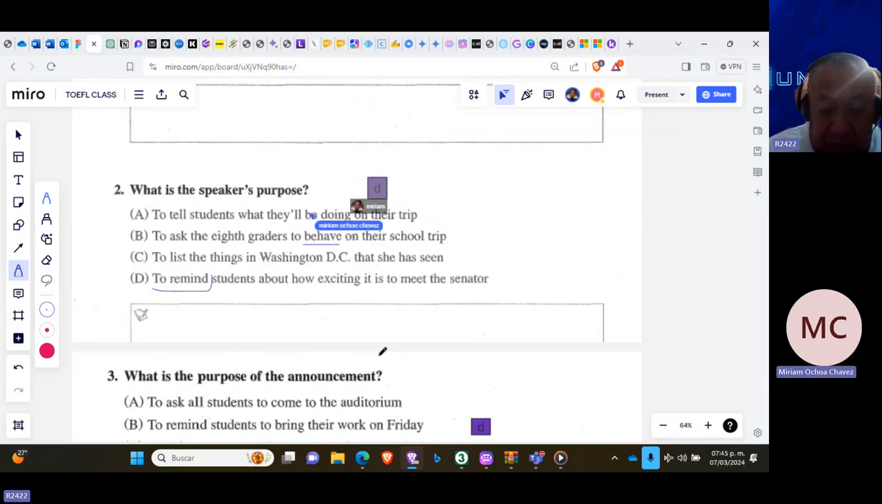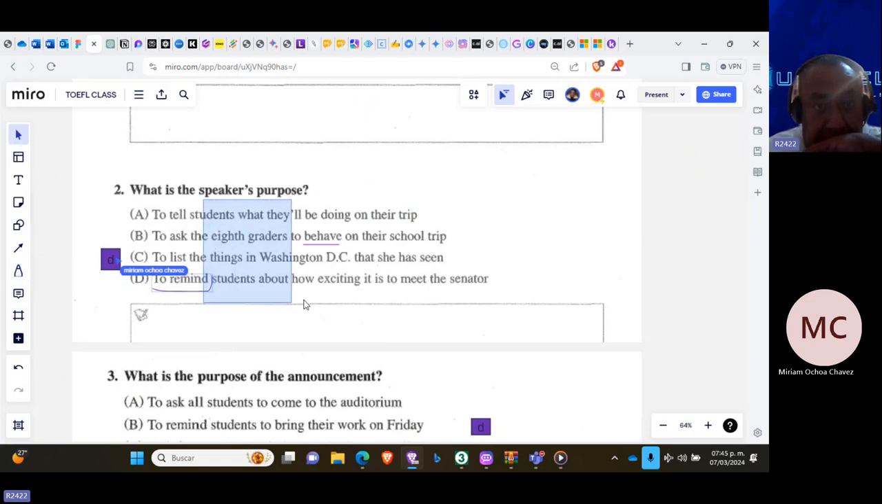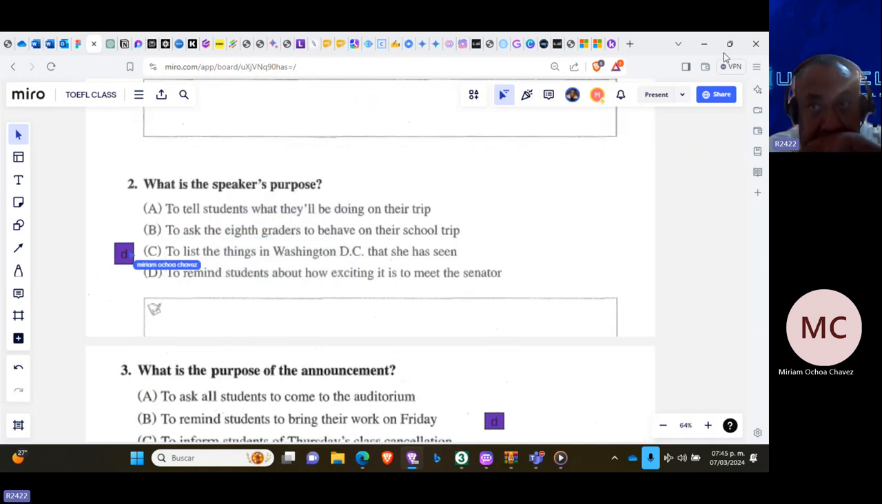This year, the eighth grade will be taking an end of the year trip to Washington, D.C. You will have the opportunity to see many famous American sites, such as the Washington and Lincoln monuments, the Vietnam Memorial, the White House, and the Capitol. You'll also have the opportunity to meet a Delaware senator who will be giving you all a presentation about his job. What is the speaker's purpose?